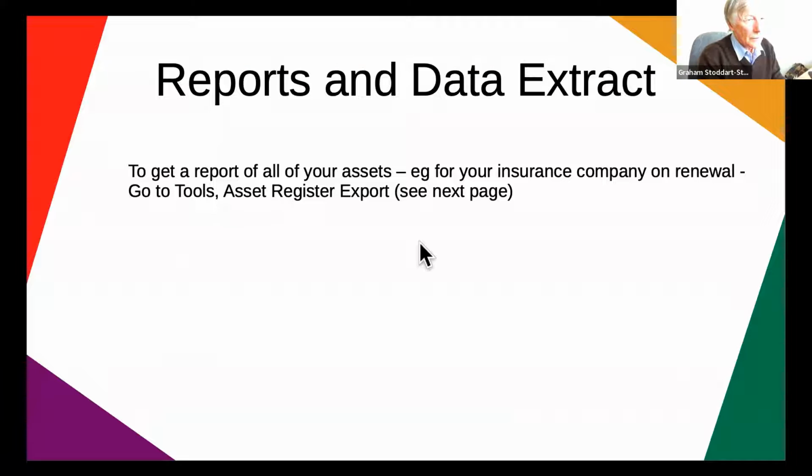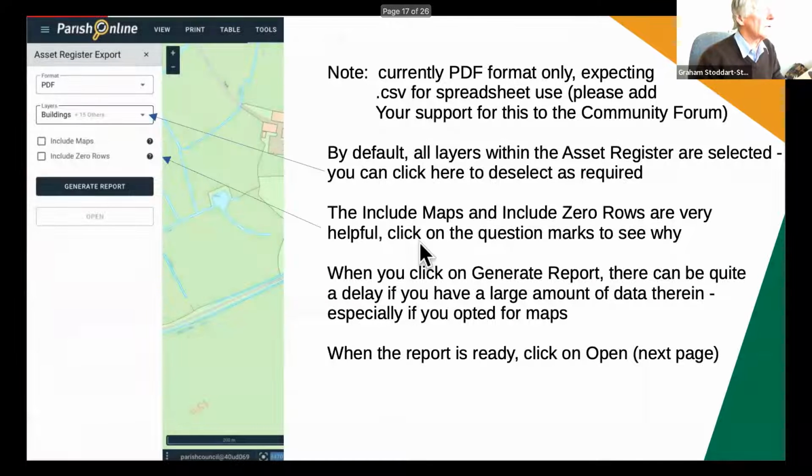There's a wonderful, fairly new feature under the Tools menu called Asset Register Export. What that does is generate a page like this. If you click on Tools up here, you've got a drop-down list, and the bottom choice now is Asset Register Export. Up comes this little column here. At the moment you can choose the format, but the only choice is PDF, but I'm sure there's more coming.